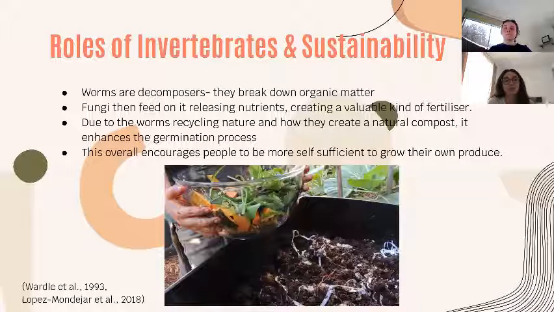Due to the efficient nature of worms, they create a natural compost, which relates to sustainability as it enhances the germination process in growing fruits, vegetables, and flowers, which also encourages people to be more self-sufficient and actually grow their own produce.